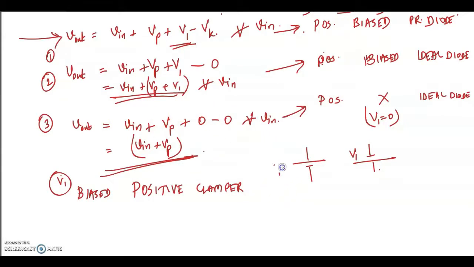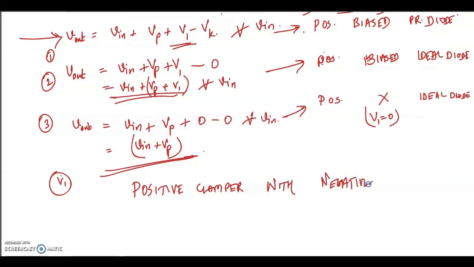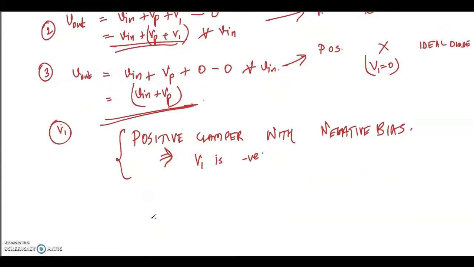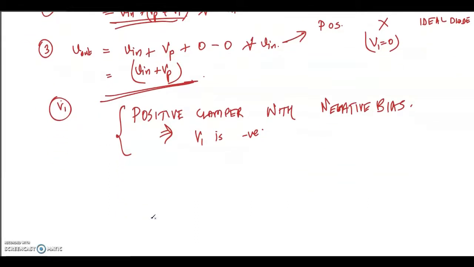They would be asking you for a positive clamper with negative bias. Negative bias. What does this mean? This means that V1 is negative. If it is with positive bias, V1 is positive. That's how you differentiate the circuit based on the title or the name. I hope that is okay.